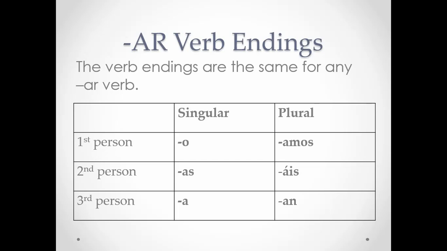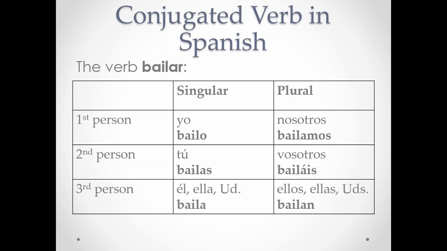Very important information right here. So here's an example of a conjugated verb in Spanish, the verb bailar, meaning to dance. I have the subject pronouns included in the boxes, but the conjugated verb is actually just the bolded word there. Okay, so the first person singular conjugation is bailo, and the subject pronoun that goes with that is yo.